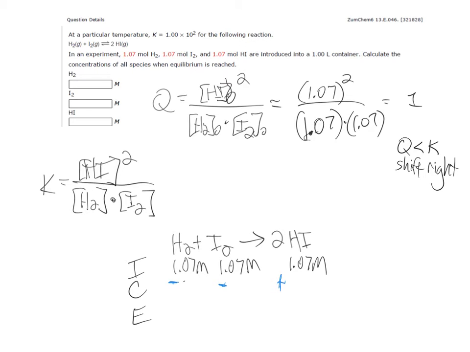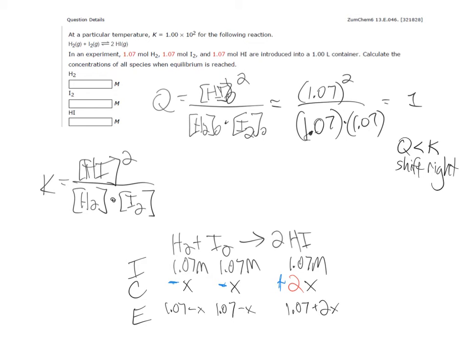We'll define that change in terms of x, and if there's a coefficient, like we see with hydroiodic acid, that carries down. Important not to forget that. It's plus 2x for HI. And then at the equilibrium line of the ICE table, we're just adding together the initial and the change to give us an expression for the equilibrium concentration in terms of x.